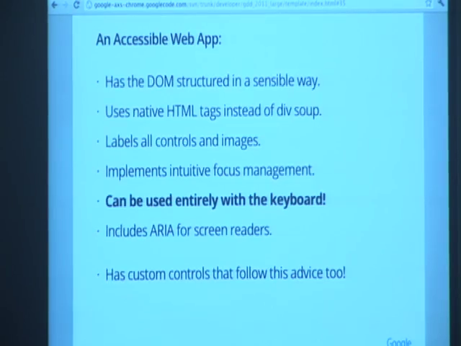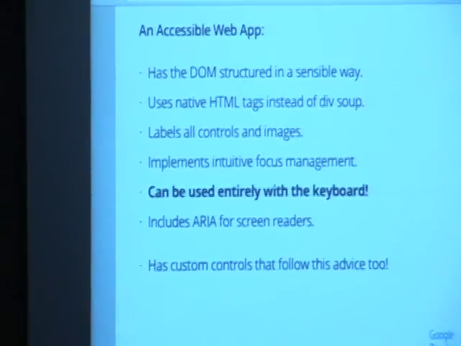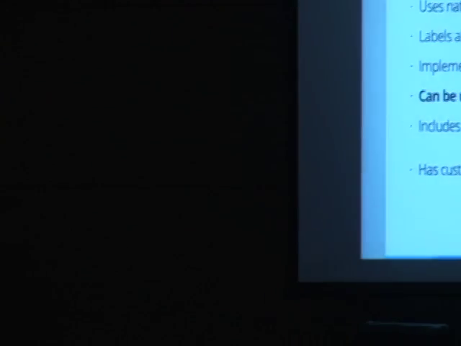You want to make sure all your controls and images are labeled, especially your images. Remember, they all need to have alt tags. So go home right now and fix that, because it's definitely bothering your users if they don't have alt tags. You want to make sure that you've got good focus management. You want to make sure that your app can be used entirely with the keyboard.